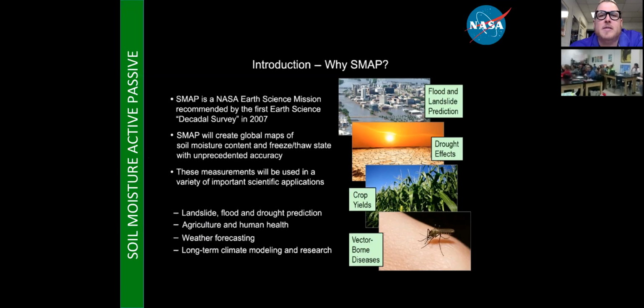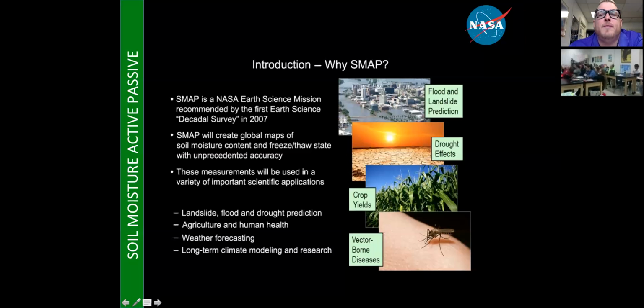Agriculture is probably the biggest reason why we have this satellite in space. It really helps farmers understand when they can plant and harvest their crops. Through this thing we call climate change, which NASA is really focusing all their earth science on, we've seen a shift in when farmers can plant and harvest their crops. So farmers really need to know, and understanding soil moisture can really help them optimize the yield that they get for their crops. Also weather forecasting and long-term climate modeling and research.